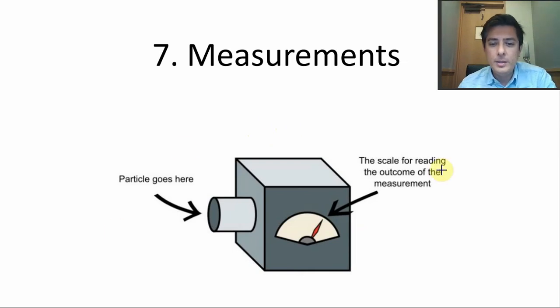So this picture here is just a bit of a schematic for how measurements generally work in quantum theory. Essentially, we always view some quantum particle going into some kind of measurement device, and then the measurement device tells you something about that particle. And the way that works is what we're going to be talking about in this lecture.